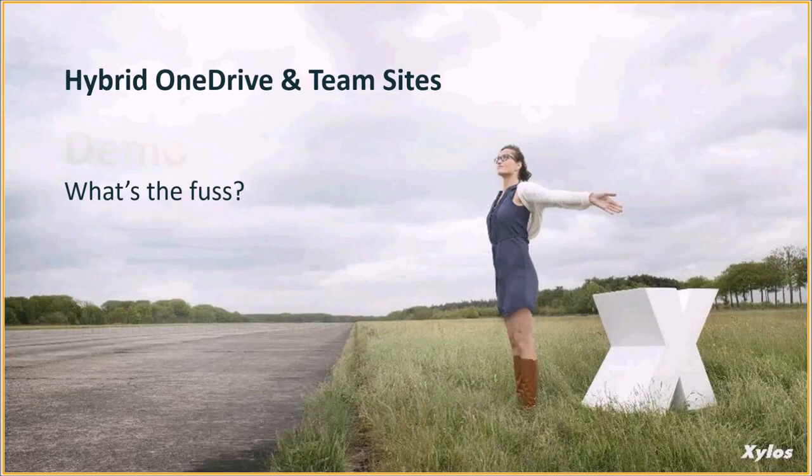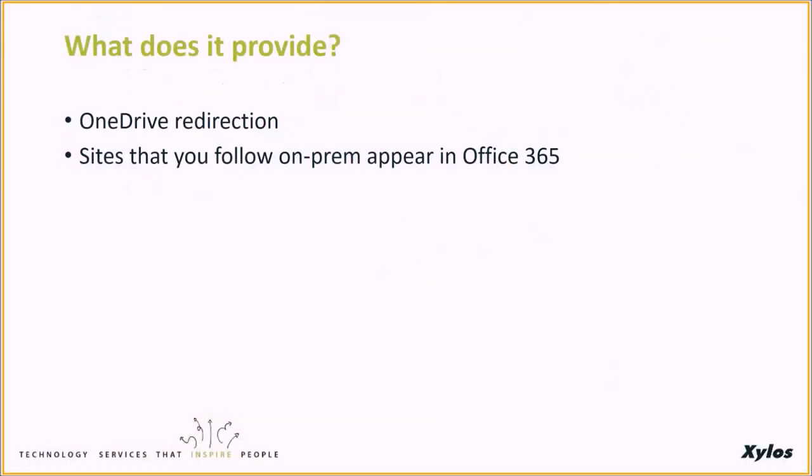Last but not least, so that was everything about hybrid search. A quick introduction about hybrid OneDrive and team sites. What it all boils down to is that your OneDrive can be redirected to the cloud. That means if you're clicking on your My Site or your OneDrive in SharePoint 2013 or 2016, you can automatically get redirected to your online OneDrive. Now, this can be made to work with audiences. So if you configure an audience for people who are allowed to do hybrid, then you can redirect only those users to the cloud and have the other users use the traditional OneDrive sites on premises. So you can mix and match if you want.